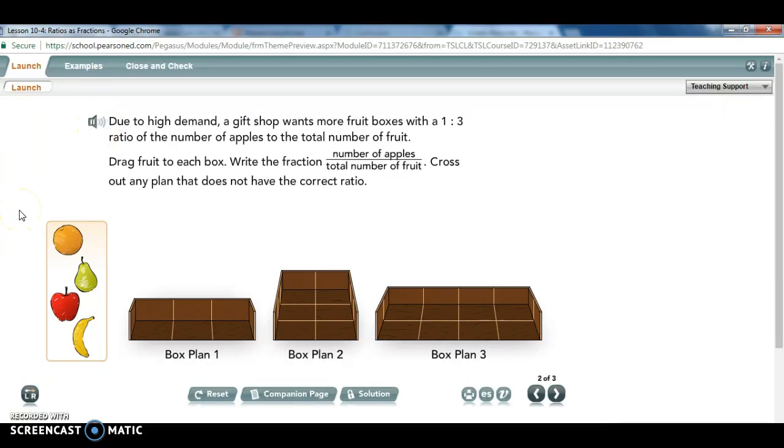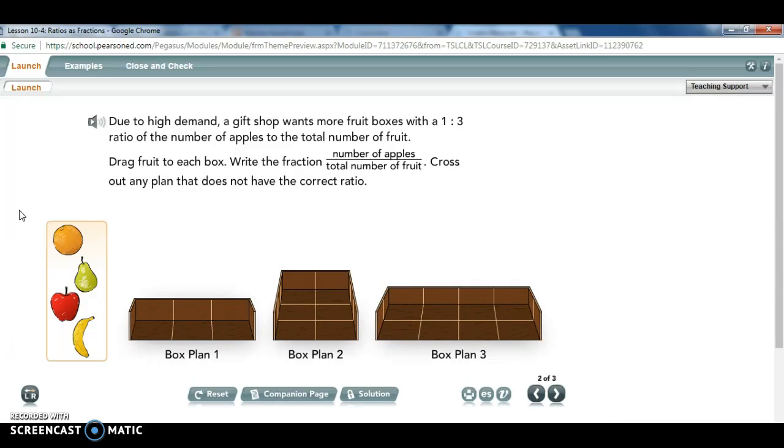Due to high demand, a gift shop wants more fruit boxes with a 1-to-3 ratio of the number of apples to the total number of fruit. Drag fruit to each box. Write the fraction, the number of apples over the total number of fruit. Cross out any plan that does not have the correct ratio.